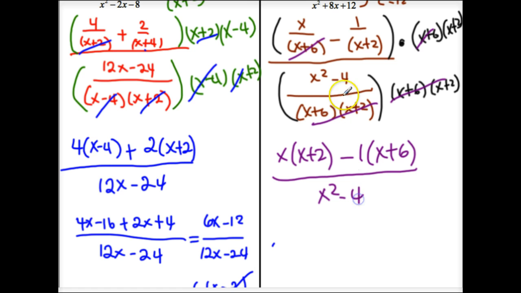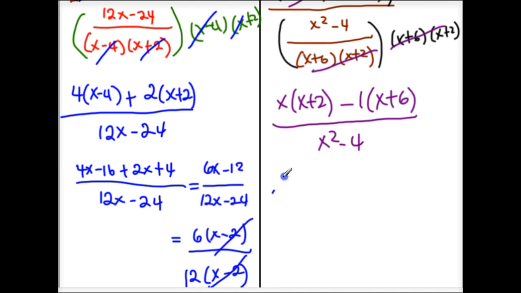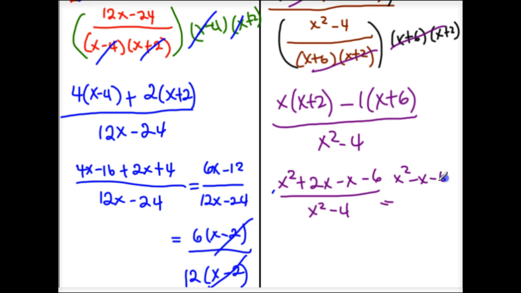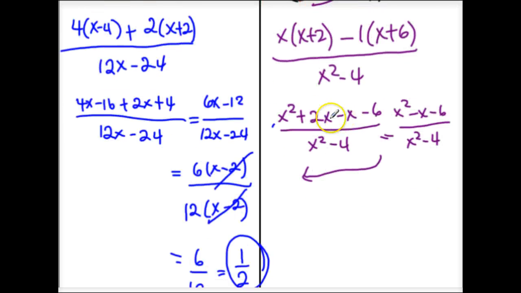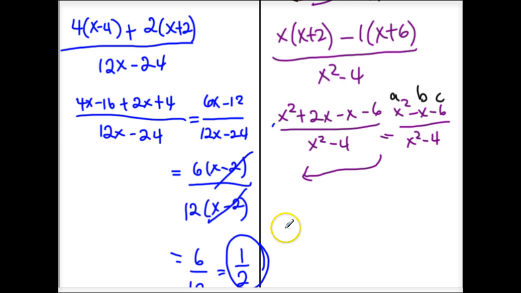X squared minus 4. Let's simplify this. 2x squared plus 2x minus 6 over x squared minus 4. All I did was combine like terms. x squared minus x minus 6 is over x squared minus 4. Now, go over here. I can simplify the top. Remember the top, this is my A, my B, and my C. So I can simplify that to actually pretty cool, x plus 3 and x minus 2.